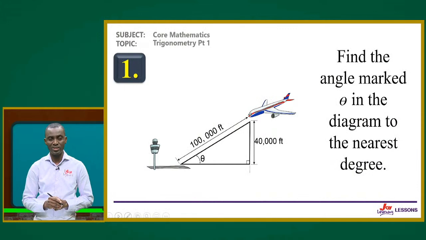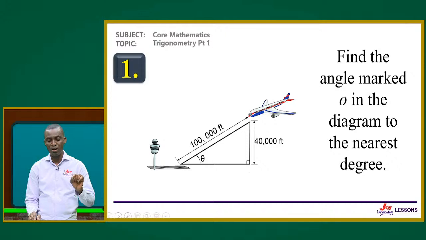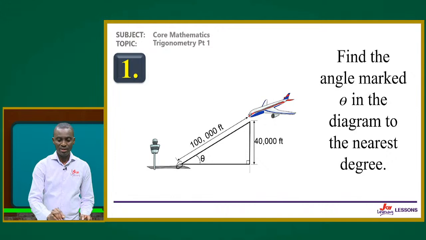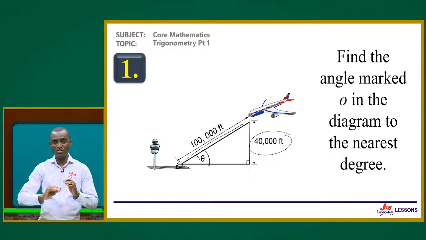Let's take a question like this. Question 1. We have an airplane trying to land, and the angle that is coming down in reference to the base, which of course will be the angle of elevation for an observer who is down here, is theta. Hypotenuse is given to us. Opposite of that angle is given to us. We want to find the value of the angle of elevation at which we can see the face of the plane from the ground. How do we do that?